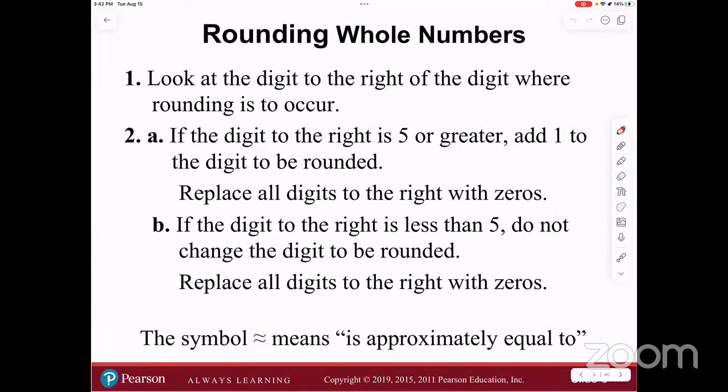So for instance, when we're talking about rounding whole numbers, first we look at the digit to the right of the digit where the rounding is to occur, right? If we're rounding to the tens, to the right of the tens will be the ones. So whatever place you're trying to round, you look to the right of that number. If the digit to the right is 5 or greater, add 1 to the digit that's to be rounded. Replace all the digits to the right with zeros. If the digit to the right is less than 5, do not change the digit to be rounded. Replace all the digits to the right with zeros. This squiggly equal sign means is approximately equal to.